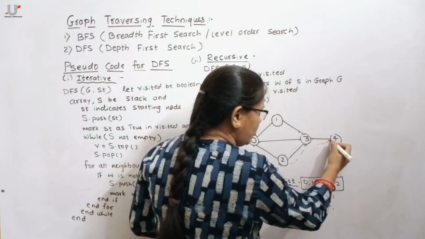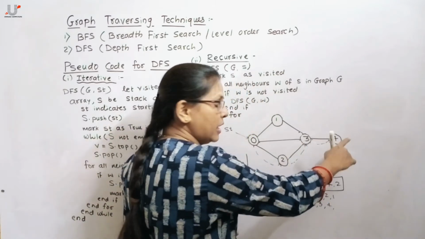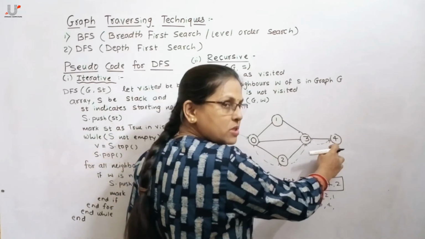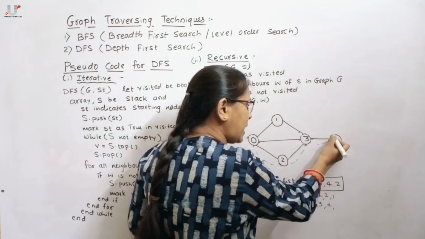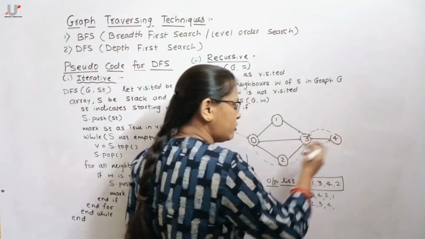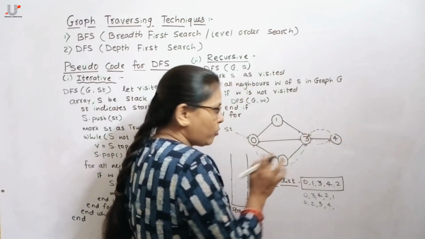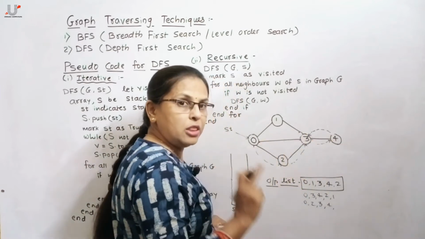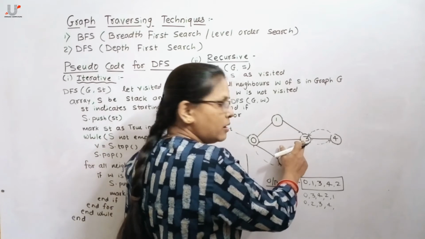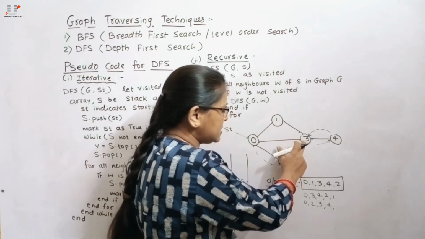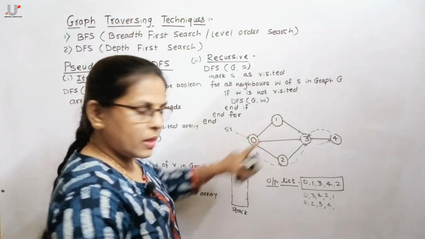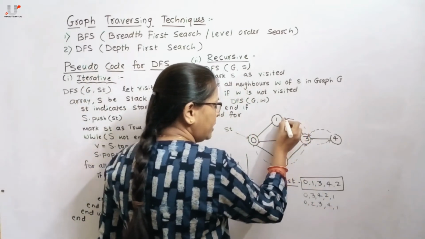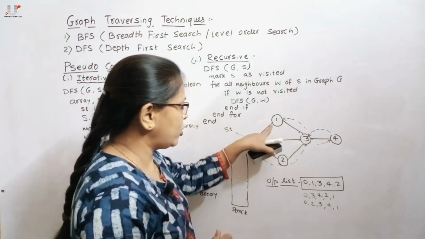So from 3 move to 4. As 4 is a dead end, that means no adjacent unvisited node for this 4 is present, so backtrack. This is called backtracking, from 4 to where you reached 4 from, that means here 3. Then again check whether any unvisited adjacent node of this 3 is present. Yes, it's 1, then visit that 1. After that again check the unvisited adjacent nodes for this 1.